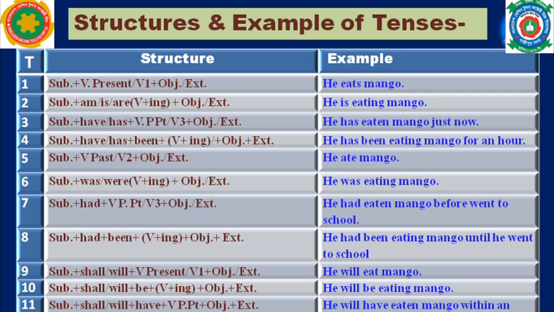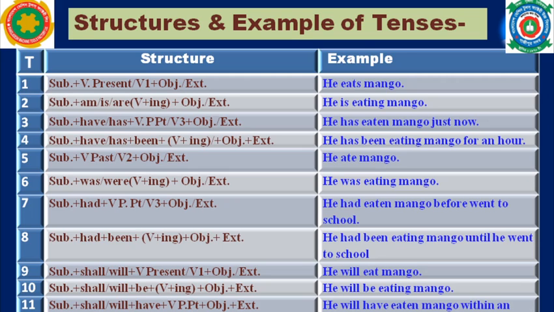Routine work: I go to school regularly, I study regularly, right? You can say habitual fact: I drink tea every morning. It's a habitual fact, right? I walk in the morning, every morning. I walk every morning. It's also a habit.